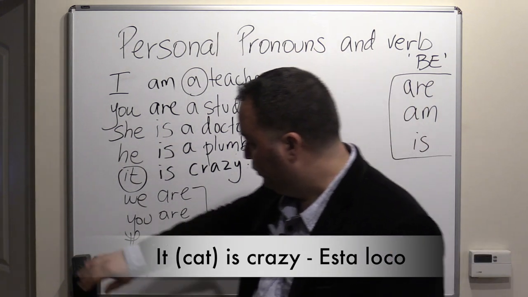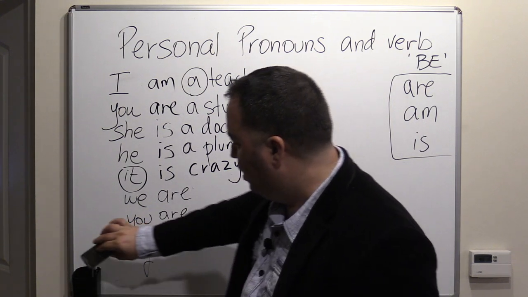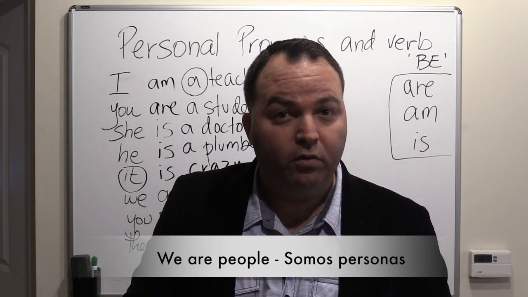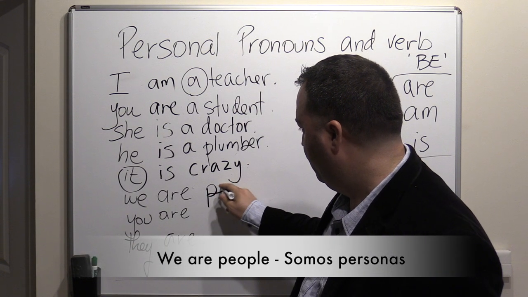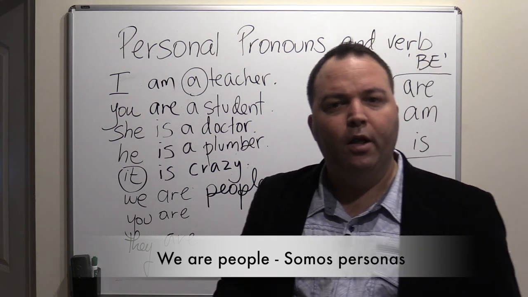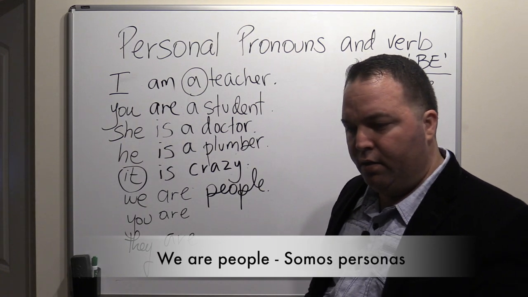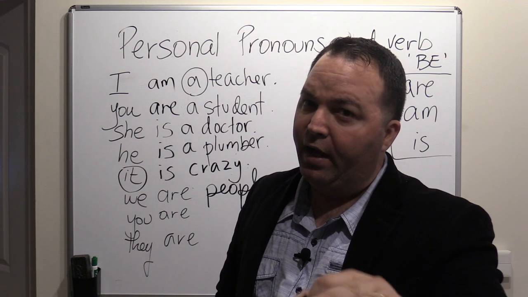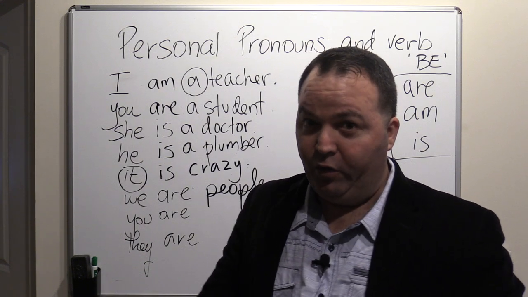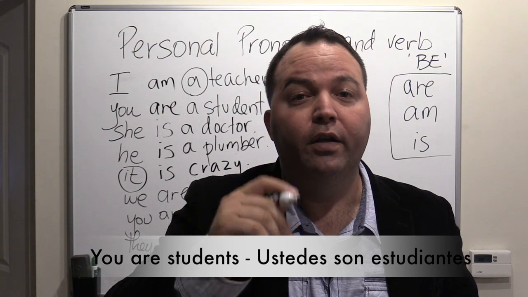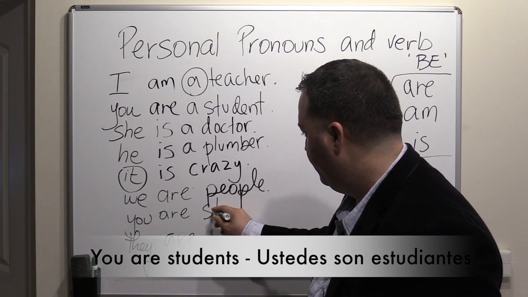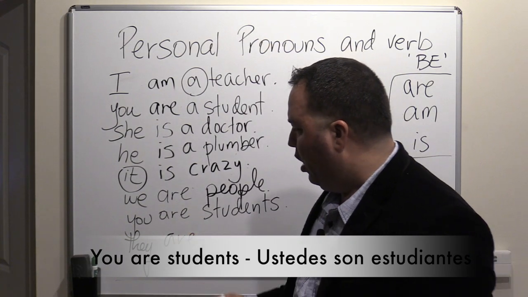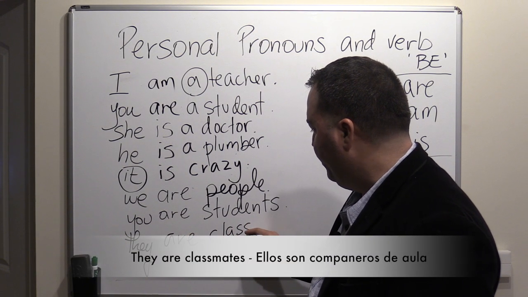It is the cat. We are, okay. We are. Are we animals? ¿Somos animales? Yes, but we are people, right? We are people. Somos personas. We are people. Okay? You are, refiriéndose a ustedes, you are, well, I'm sure that I don't have only one student, I have more. Yo estoy seguro que no tengo un solo estudiante, tengo más. Okay, entonces todos ustedes son mis estudiantes, so you are students, okay? You are students. And they are compañeros de aula.